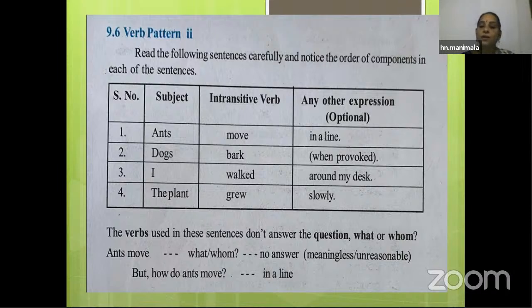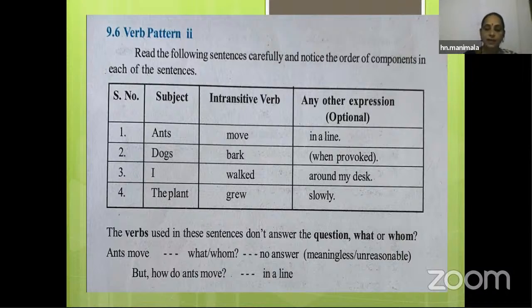I walked around my desk. The elephant grew slowly. So these are here. In all these you can see that there is no object in the third place. After the intransitive verb, you cannot see any object here. So the verbs used in these sentences don't answer the question what or whom. The ants move. What move? That is not telling what or whom. No answer for that. But how do the ants move? In a line, or slowly.